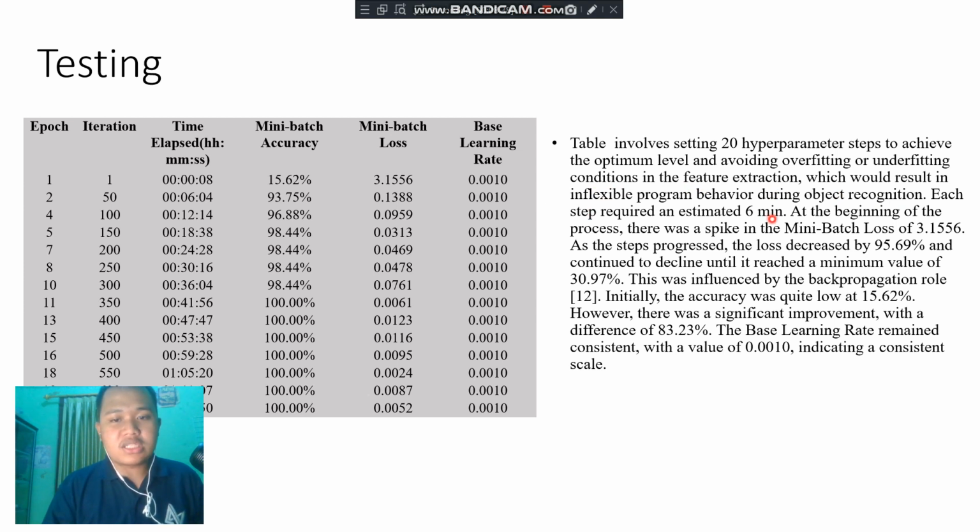At the beginning of the process, there was a spike in the mini-batch loss, at 3.1556 points. As the steps progressed, the loss decreased by 75.96% and continued to decline until it reached the minimum value of 13.75%. When it reaches more epochs, up to 20, I'm sorry, I cannot show you in here because it is covered by the camera. So it will decrease, and the learning rate remains consistent from beginning to end with a value of 0.0010, indicating a constant scale.